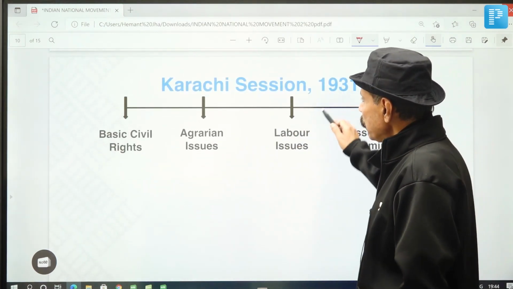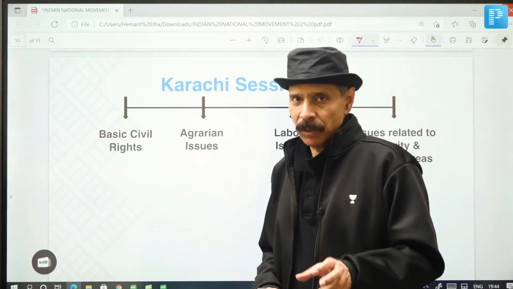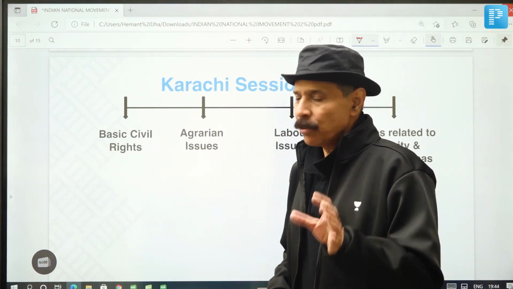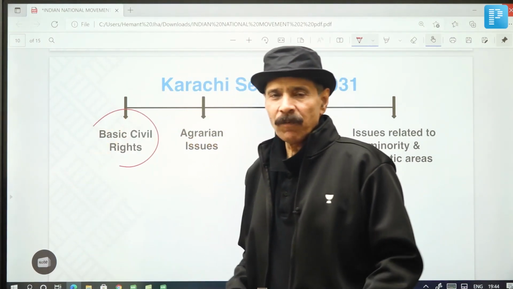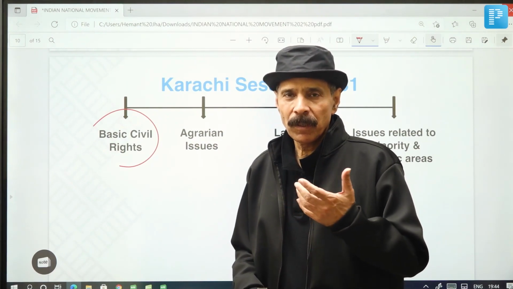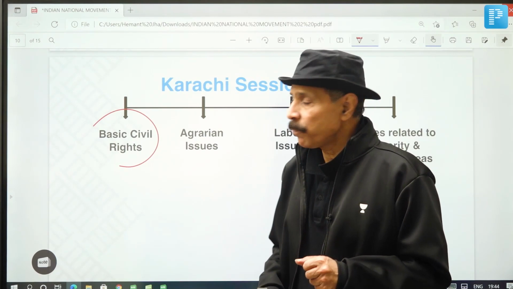Karachi session 1931. This passed a 20-point resolution, and this resolution was on basic civil rights like freedom of speech, freedom of press, etc. for the first time on Congress platform.